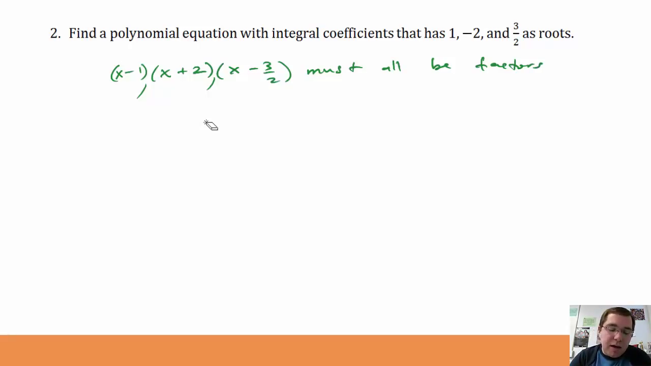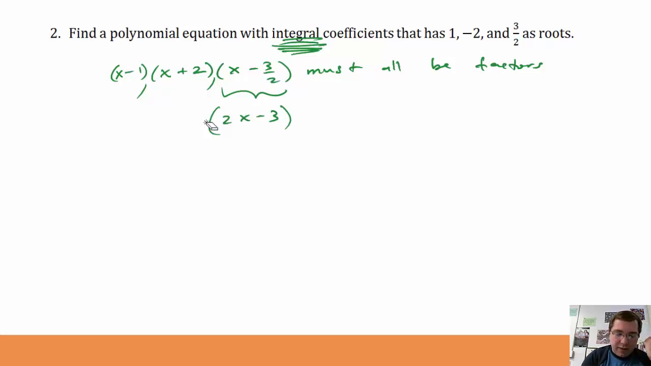Okay? Now let's take the x minus 3 over 2 and let's deal with the fraction, because I want integral coefficients, so I want all of my coefficients to be integers and not fractions. Well, another factor that has 3 over 2 as a root would be 2x minus 3. So I can replace x minus 3 over 2 with 2x minus 3. So notice the numerator stays where it is, and I just take the denominator and I put it in front of x. That has a root of 3 over 2. So I can use that one instead, and that will give me integral coefficients.